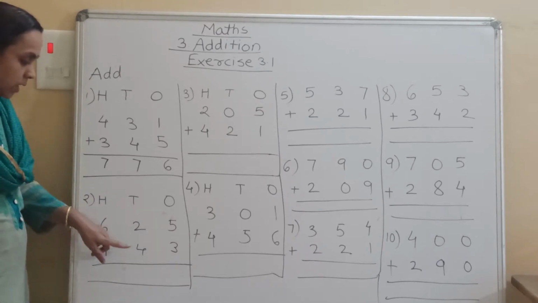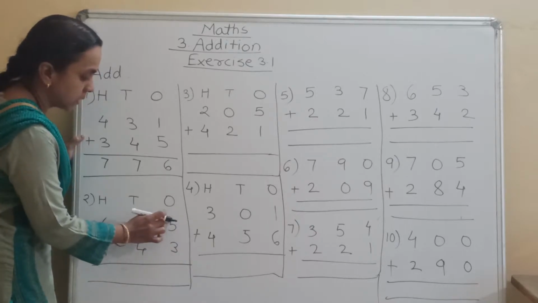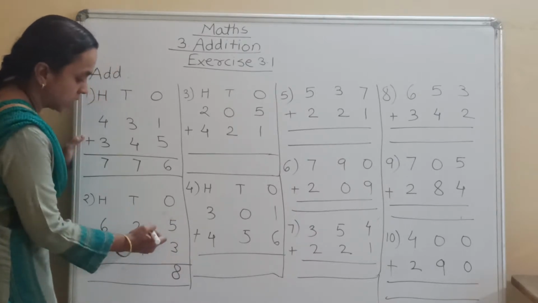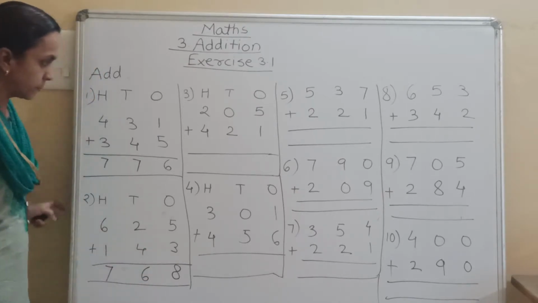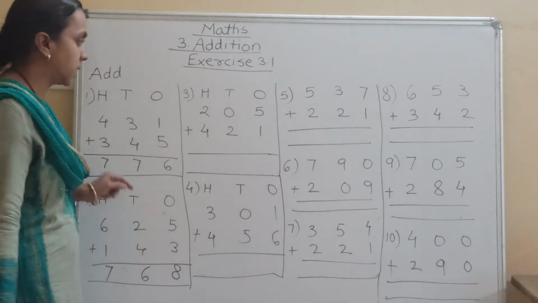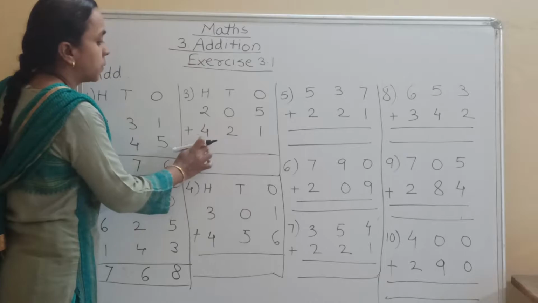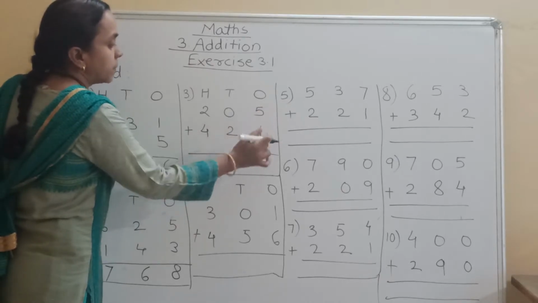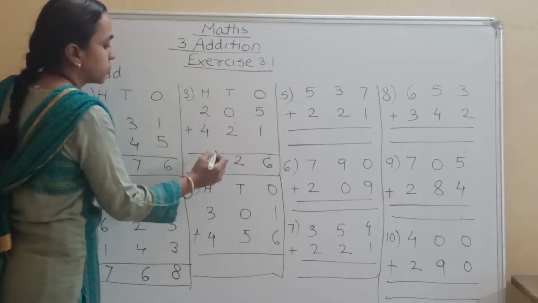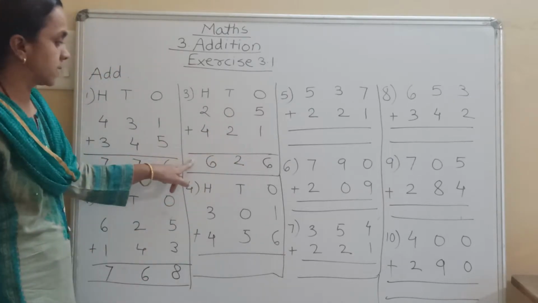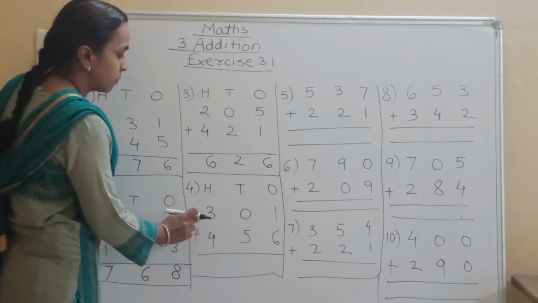Now see the second example. 625 plus 143. Again start with ones. 5 plus 3, 8. 4 plus 2, 6. 6 plus 1, 7. What is our answer? 768. Now see the third question. 205 plus 421. 5 plus 1, 6. 2 plus 0, 2. 4 plus 2, 6. What is our answer? 626.